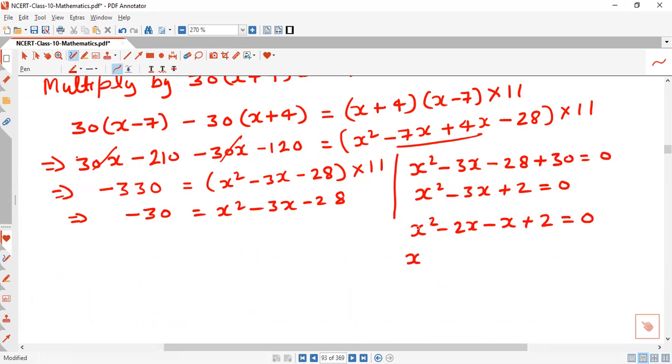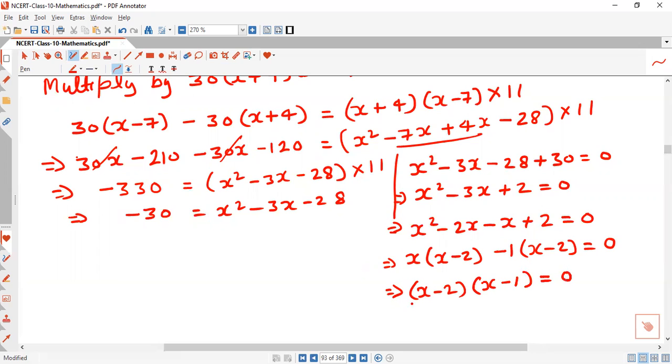Taking x common, you are getting x minus 2, minus, you can say minus 1 common, x minus 2 equal to 0. So x minus 2 common, we are taking, x minus 1 equal to 0. So the roots will come out: x equal to either 2 or x equal to plus 1. So you can see the roots, the solution of this question, are 1 comma 2. So we are saying that these are the two solutions for this one, 1 and 2.